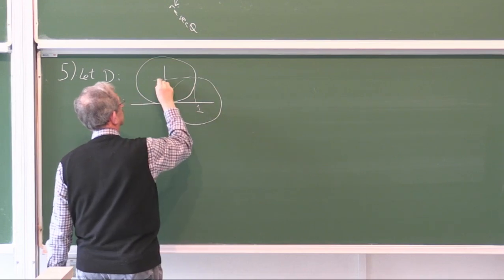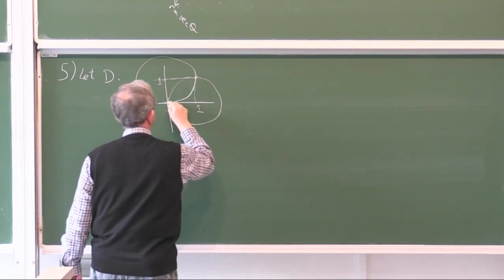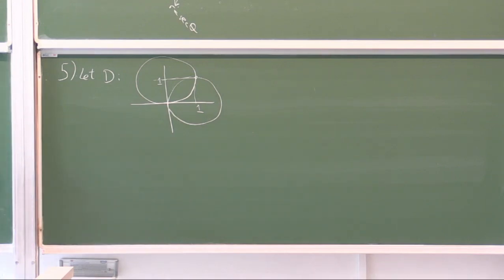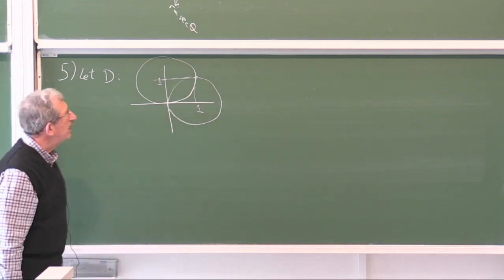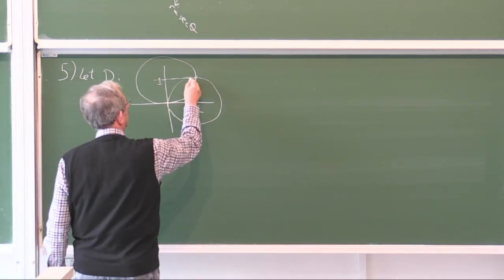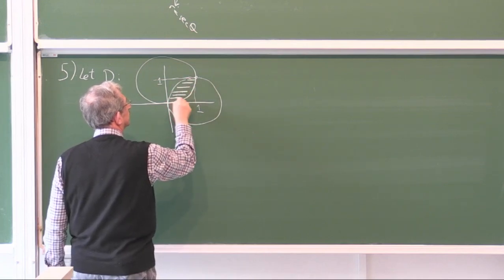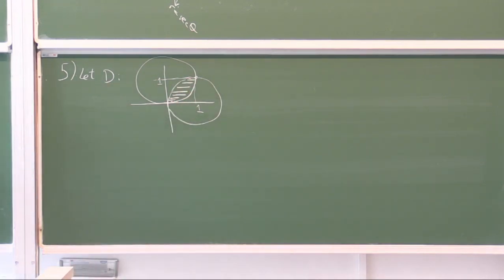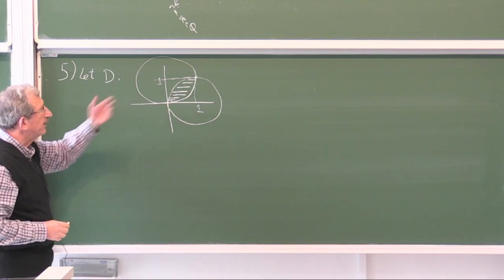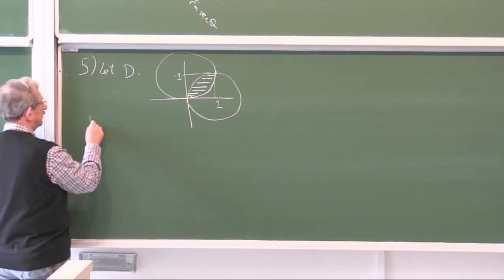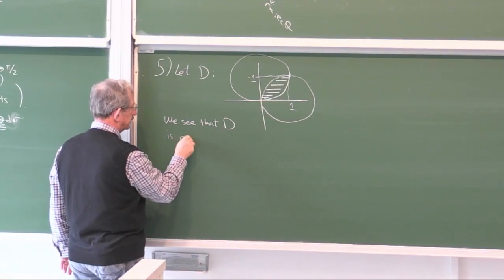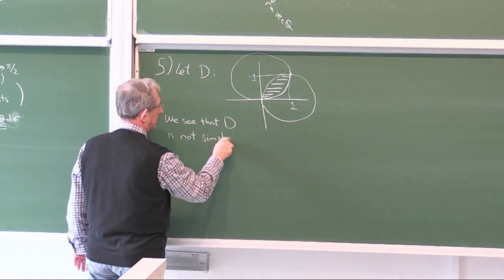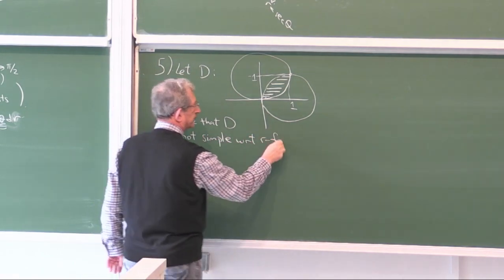And these are 1s. And these are circles with radius 1 and centered at (1, 0), respectively (0, 1), and so on. Okay. And D is their intersection. Now, when we look at these curves, and this figure actually, we immediately see that D is not simple with respect to r first.